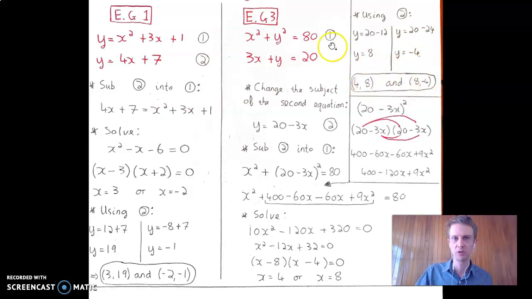You want to check though, does it work in the first equation as well? x squared plus y squared. Well, 4 squared, 16, 8 squared, 64. Add those together gives you 80. Again, 8 squared is 64. Negative 4 squared, boys and girls, is positive 16. Okay, therefore we know it definitely works.